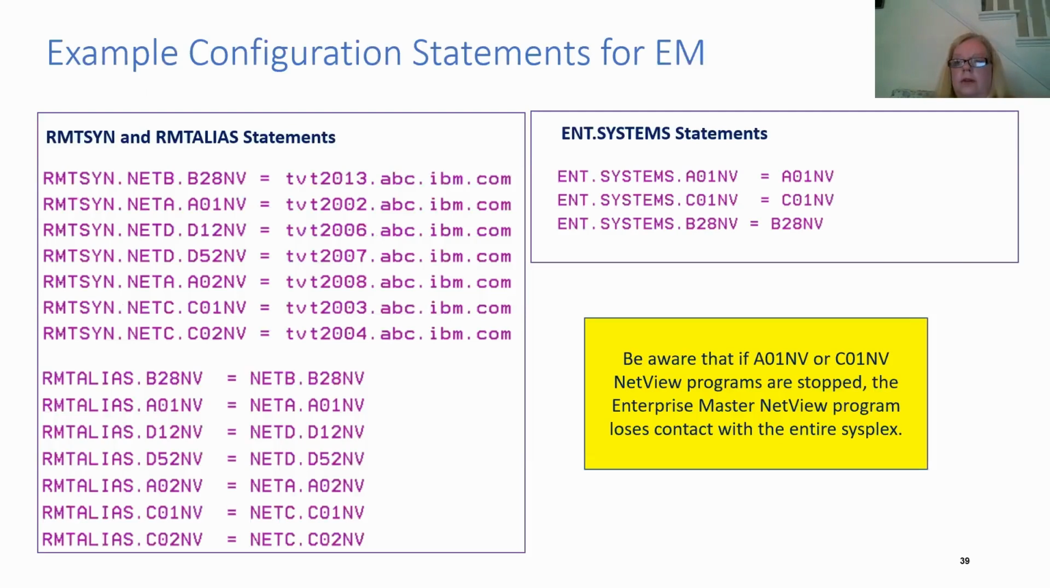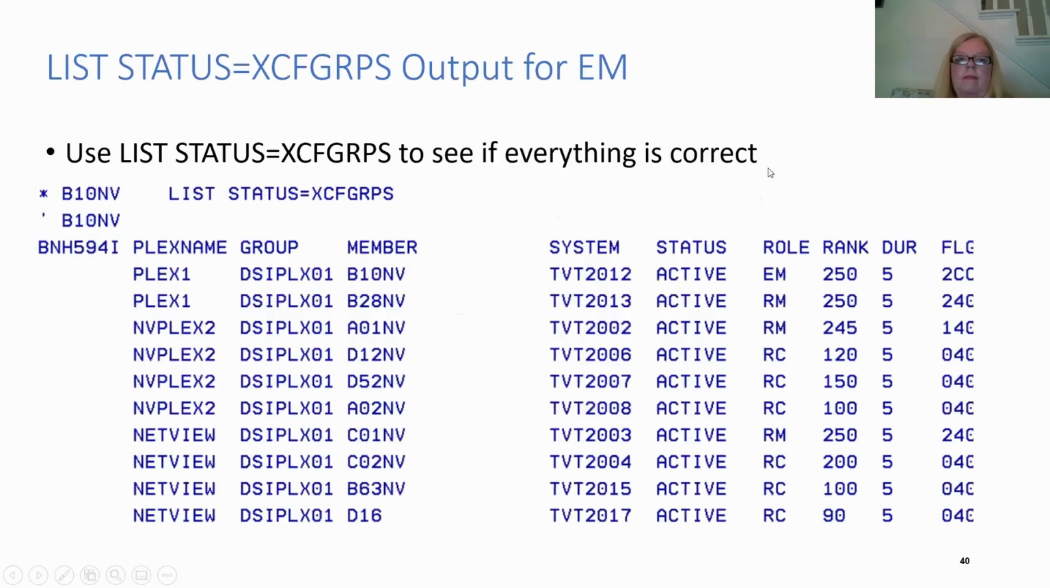Okay, so here's some sample configuration statements for the Enterprise Master. A lot of folks have problems with these, so I just provided some examples. And here's a scenario where the int.systems only have one domain configured. Now, this is a standalone system, so that's okay. But for your sysplexes, just the warning again, if that one goes down, then the Enterprise Master can't contact the rest of your sysplex.